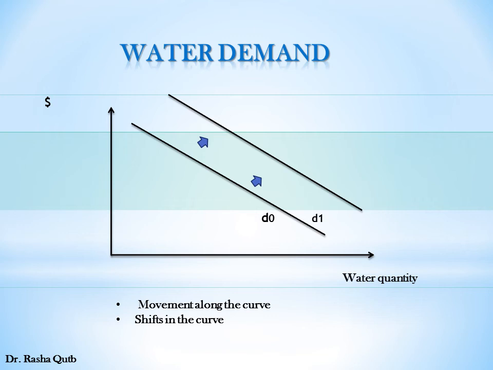Any change in the price of water is responsible for movement from one point to another along the same demand curve, while several factors other than the price are responsible for shifts in the whole curve. When we say that the water demand increases, it means that we have a rightward shift in the whole demand curve. And when we say that the water demand decreases, it means that we have a leftward shift in the whole curve.